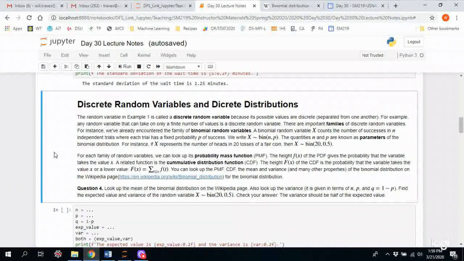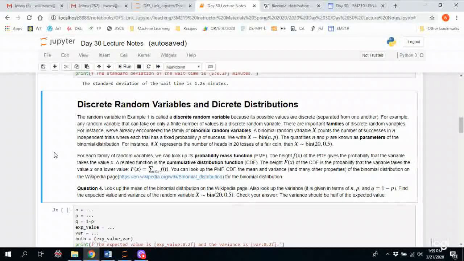Maybe one of the most important is the binomial random variables, and those have two parameters, N and P. N is the number of times you conduct a certain experiment, the number of independent trials, and P is the probability of success for any of the trials. And the random variable takes value equal to the number of successes among your N trials.